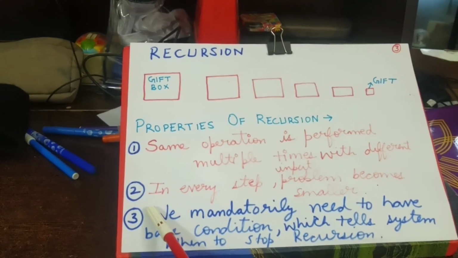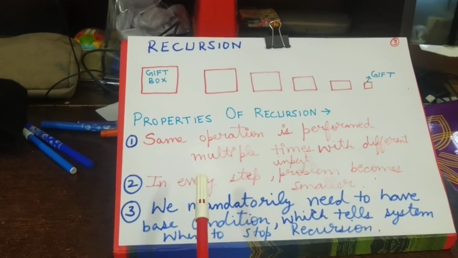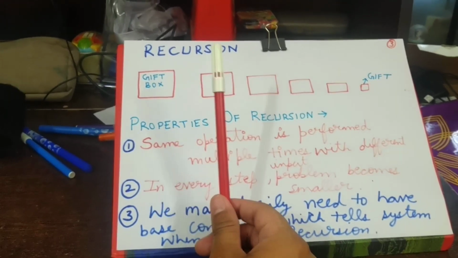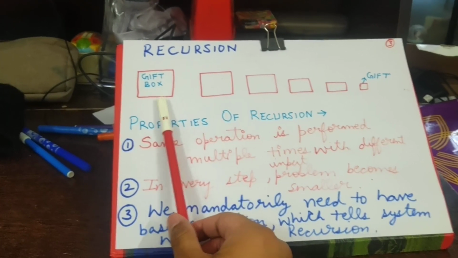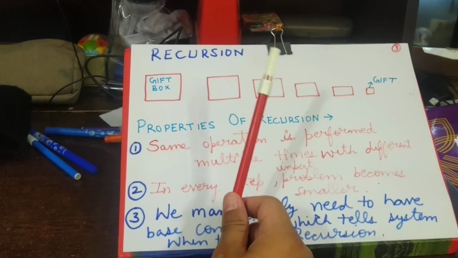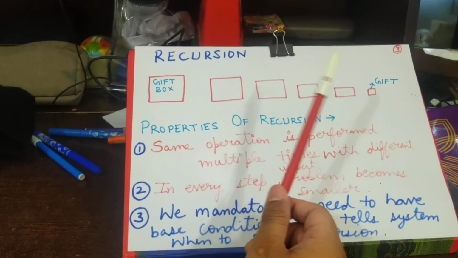Second, in every step problem becomes smaller. As you can see, when we open this box, we get the second box which is smaller as compared to the first box. When we open the third box, it is smaller as compared to the second box. So the problem becomes smaller.